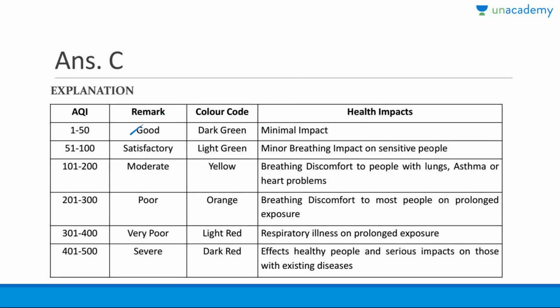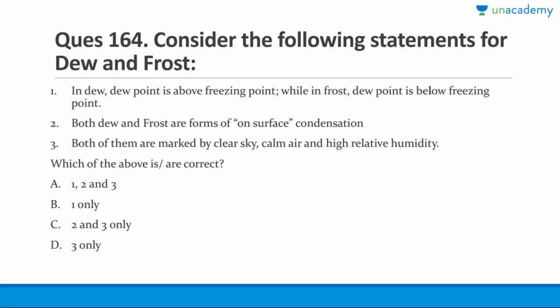51 to 100 is satisfactory, light green, minor breathing impact on sensitive people. 101 to 200 is moderate, color code is yellow. Please remember this. Breathing discomfort to people with lungs, asthma or heart problems. 201 to 300 is poor, breathing discomfort to most people. 301 to 400 is very poor, respiratory illness on prolonged exposure, and 401 to 500 is severe, and it affects healthy people and has serious impacts on those with existing disease. Please remember it. Question 164.